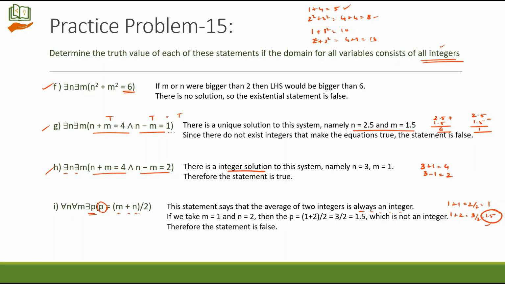If we take m equal to 1 and n equal to 2, then p will be calculated as (1 + 2)/2, which is equal to 3/2, which will give you 1.5, which is not an integer. So we know one value of m and n that makes this particular predicate false. So we can conclude the statement is false.